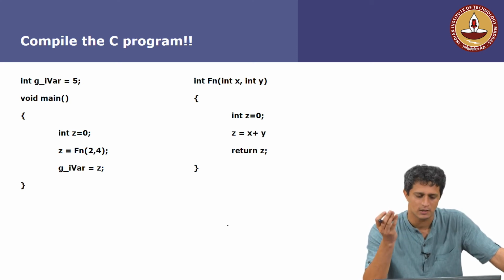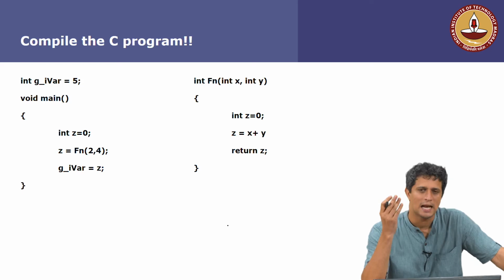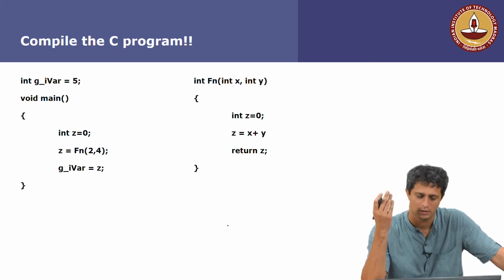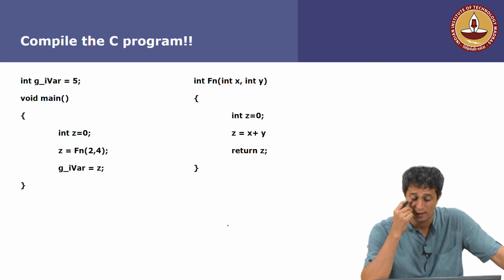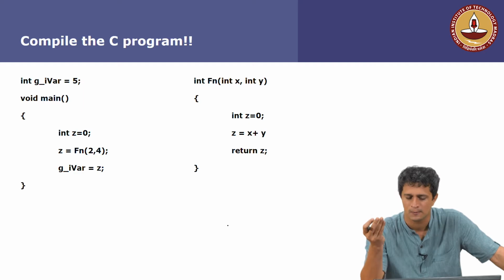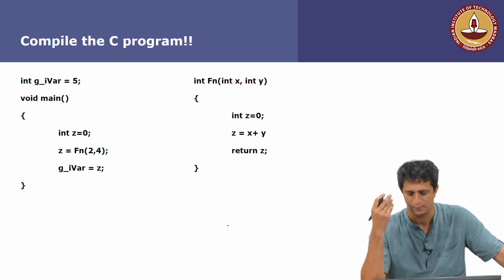I have int g underscore ivar, which is a global variable. The g underscore indicates that it's a global variable. Then I have the void main. I need a main for any C executable, which has a local variable int z equal to 0. Then z is the return value of a function fn, and I am passing two parameters to it, 2, 4. And then I am assigning the global variable g underscore ivar to z here, and I am done with that function. What does the function fn do? It takes two integers x and y as parameters, returns an integer, and simply adds the two parameters and returns the value z.